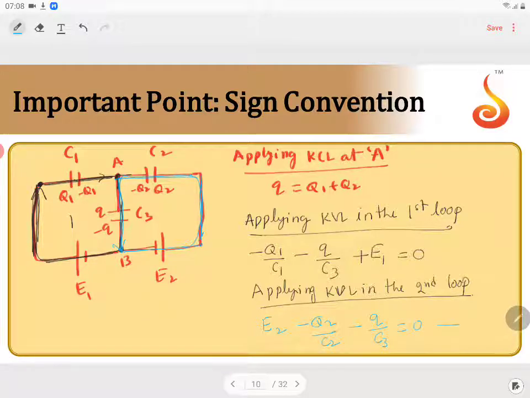So you can say this is equation number 1, equation number 2, this is equation number 3. Like this we can apply KVL in any loop. The algebraic sum of potential drops in a closed loop is equal to 0. This Q, Q equal to Q1 plus Q2, we have to substitute. So here two unknowns are there. What are the two unknowns? Q1 and Q2, that you can solve easily.